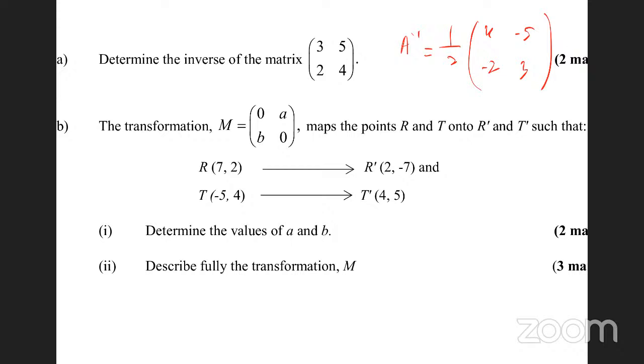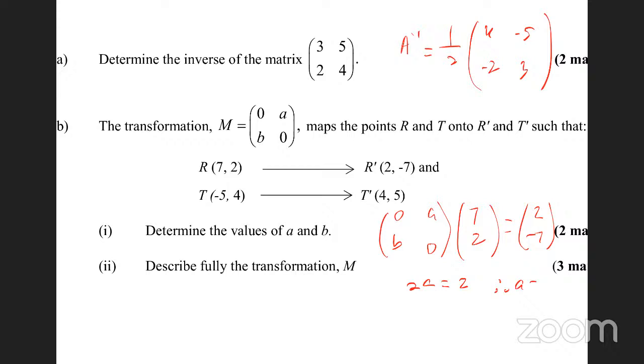Anybody recognize it? No, nobody recognize it. All right. So it's 0, A, B, 0, multiplied by 7, 2, giving you 2, minus 7. So 0 by 7 is 0, A by 2 is 2, A is 2. So it means that A is equal to 1. That's okay?